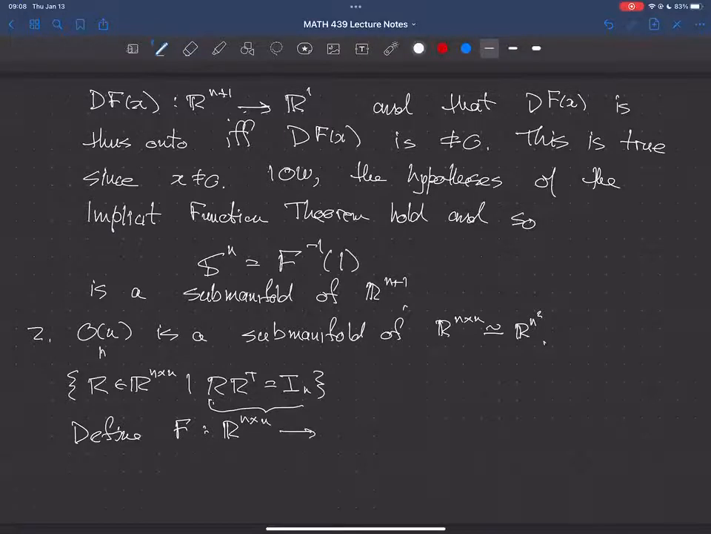Okay, so the function is going to be the function which takes a matrix and multiplies it by its transpose. If you take a matrix and multiply it by its transpose, the result is certainly an n by n matrix, but it's a very particular one, namely it's symmetric. If you take its transpose, you get itself back again. So we're not going to take functions which take values in R^(n by n). We're going to take functions which take values in the set of symmetric n by n matrices.